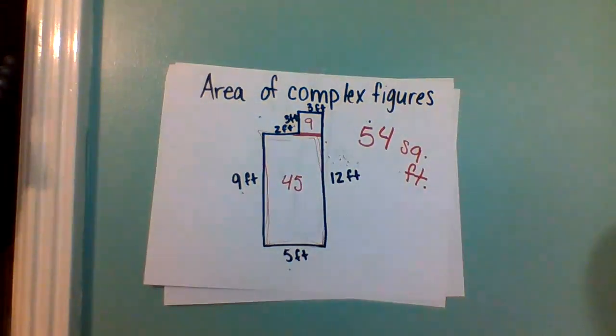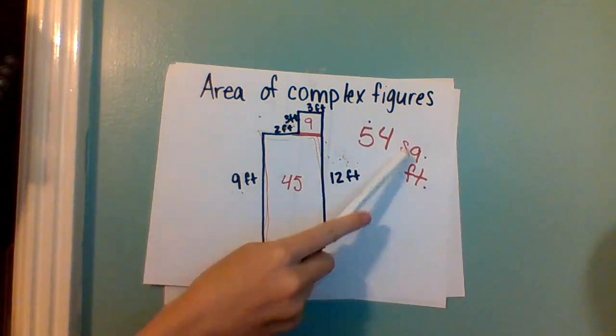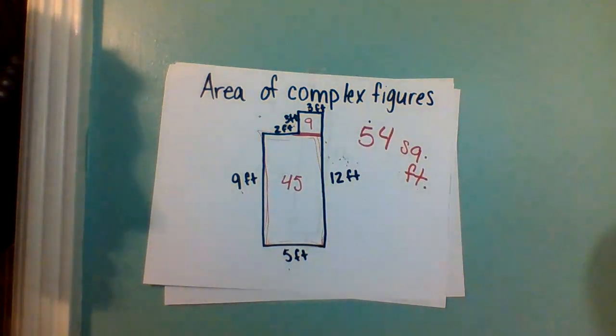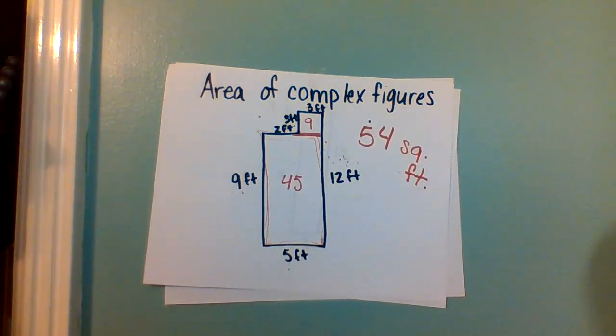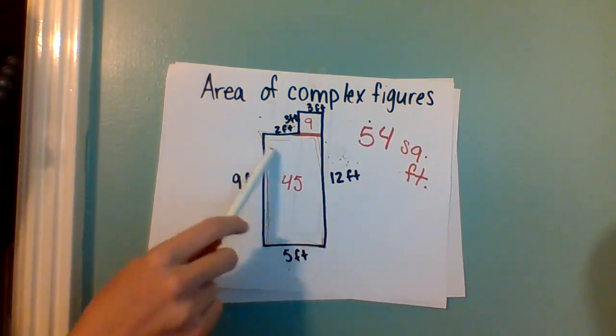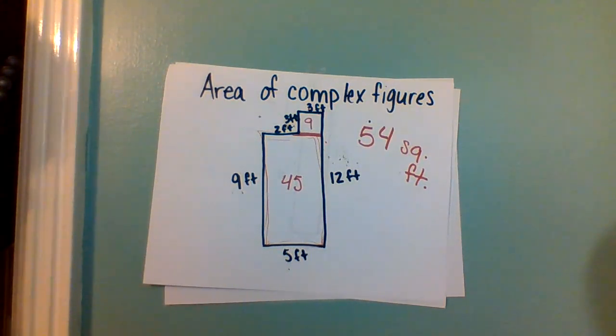feet. You'll remember from our previous lesson that when we're finding area, we put square in front of whatever units that we are talking about because it tells us that there would be grid squares in there that we can't see. So the answer to this is 54 square feet.